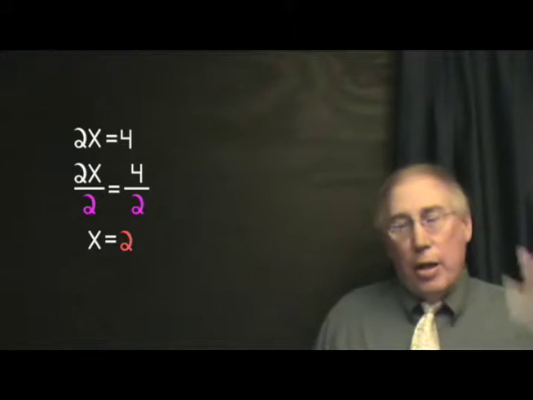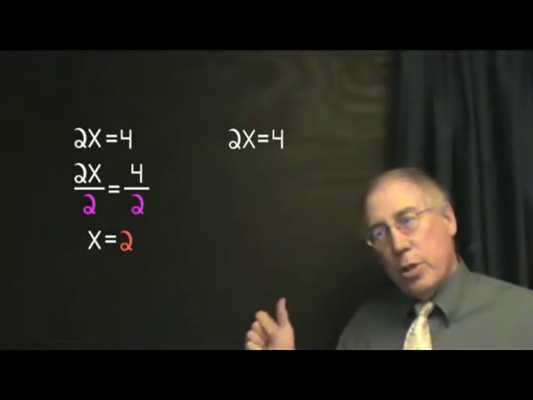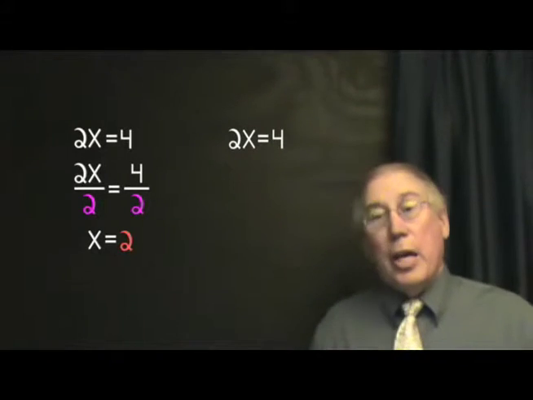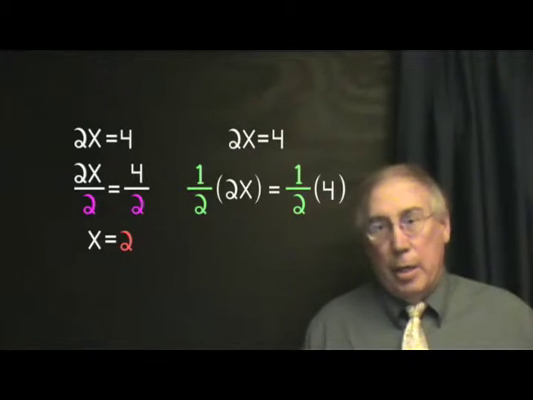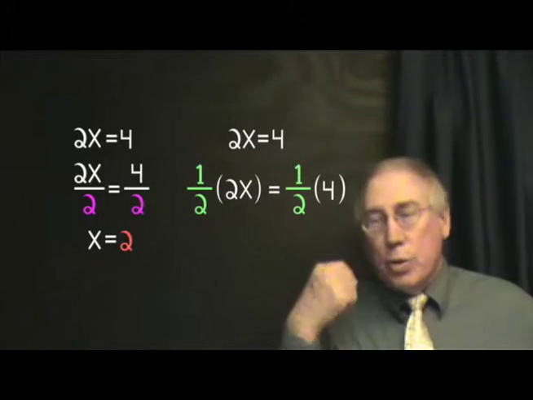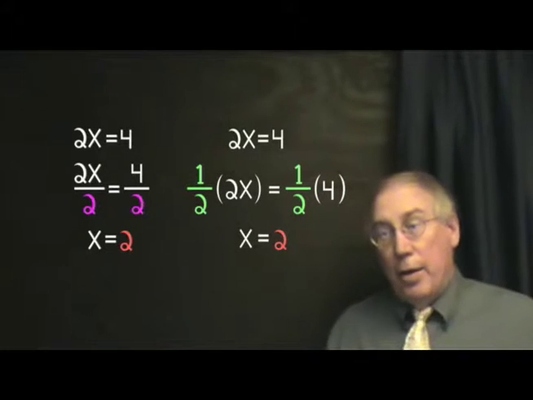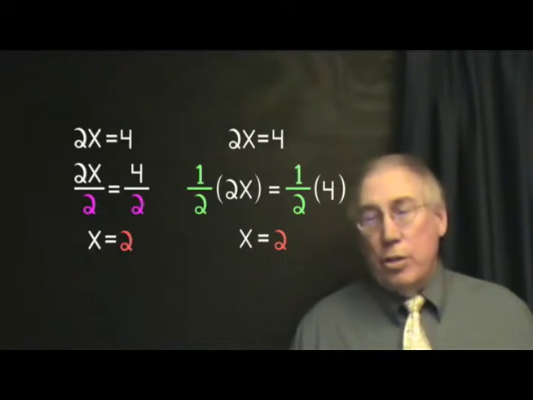Notice that on the left hand side those 2's just cancel out, leaving us with 1x equals 2. Now on the right hand side, let's multiply this time. Let's take that coefficient of x, 2, and take its reciprocal, 1/2, and multiply that times both sides. And notice that again we'll get x equals 2.